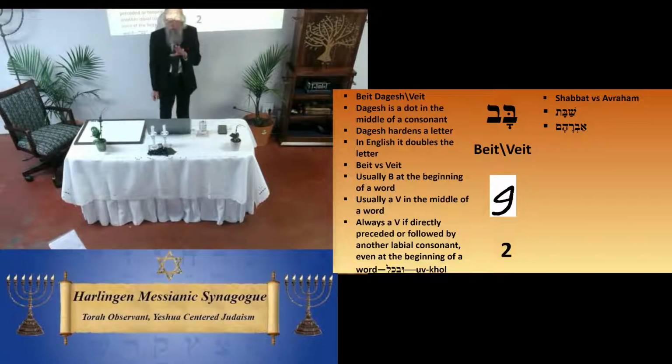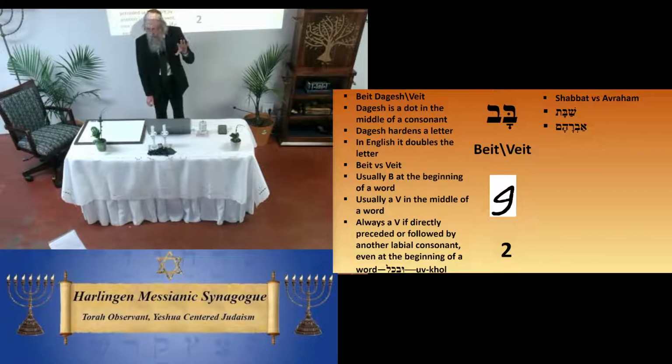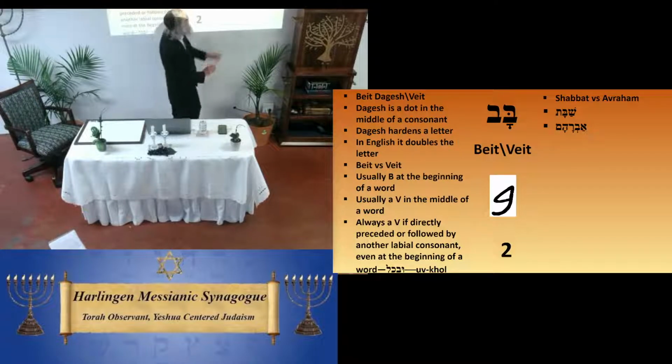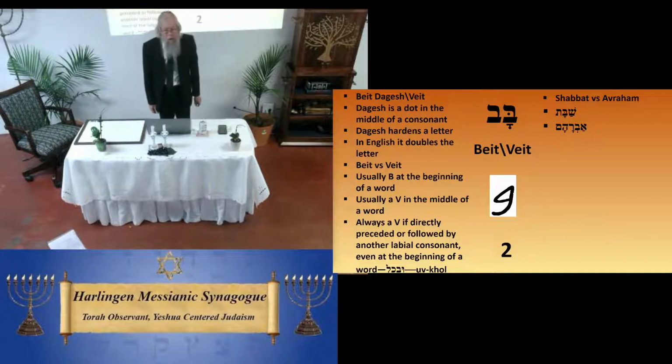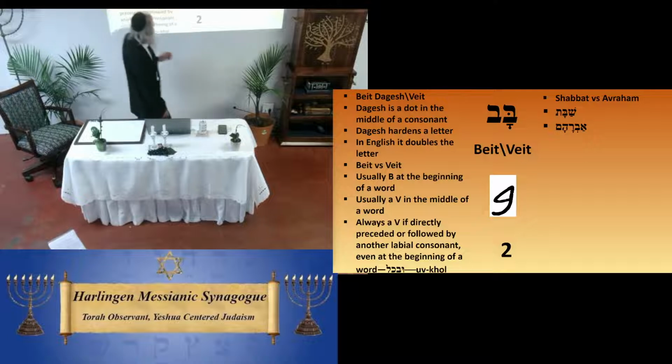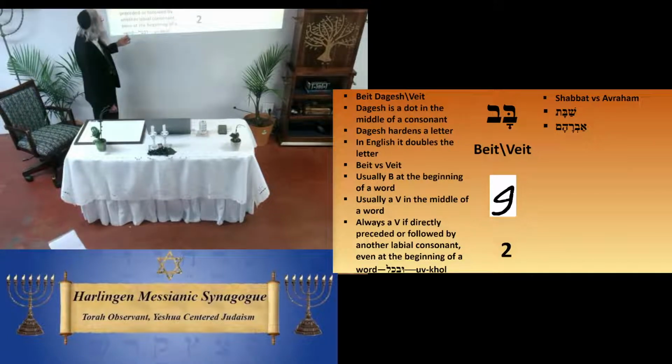Now, what I'm showing you is the difference between the dagesh, the bet dagesh, and the vet. The vet is the bet without dagesh. So, the next word is not Abraham. It's not with a B because there's no bet dagesh. Remember, our rule here is always a V if directly preceded or followed by another labial consonant, even at the beginning of the word.